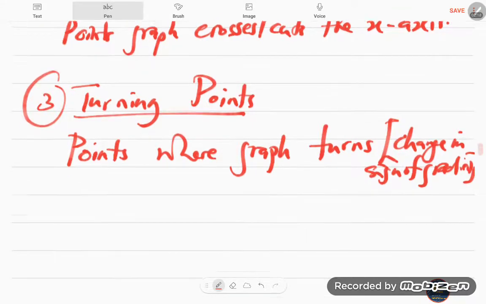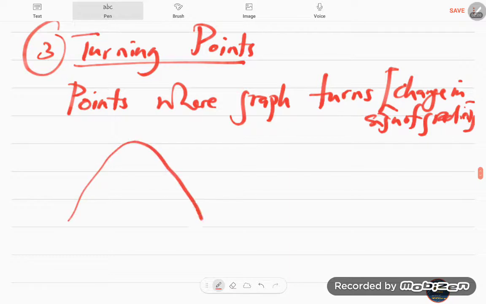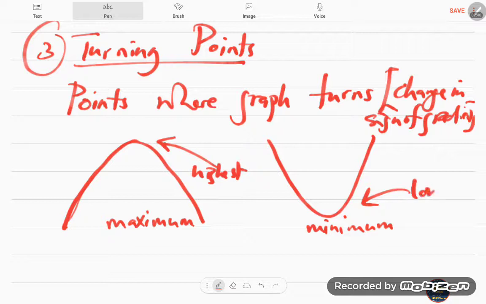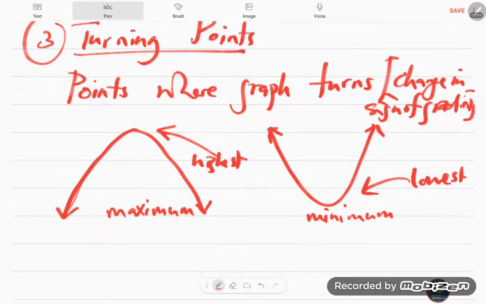Okay, so this is either going to be something like this or something like this. This here is known as a maximum turning point, and this here is known as a minimum, because as you can see, it's the lowest that it can go, and this is the highest that it can go. So that's the maximum, and this is the lowest that the graph can ever go. In other cases, the graph can go further, so that's the lowest. In other cases, the graph can go further again, but downwards, so that's the maximum right there.